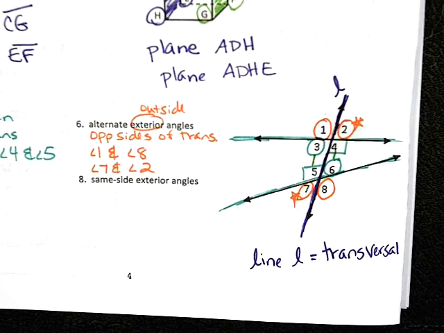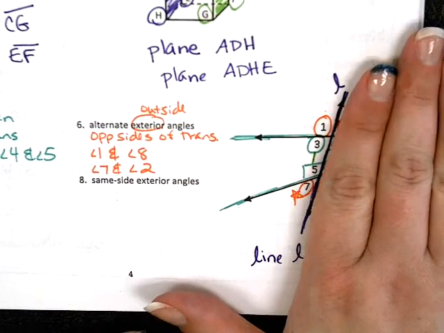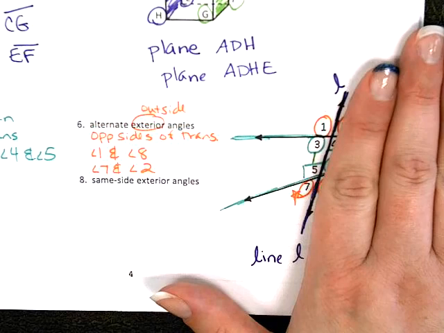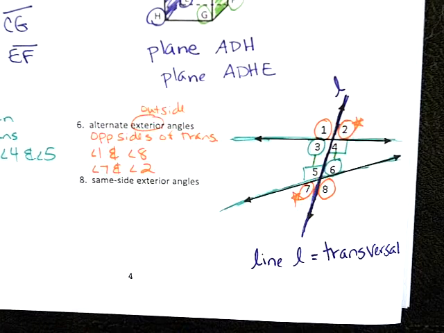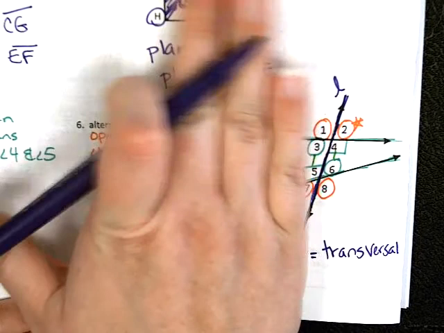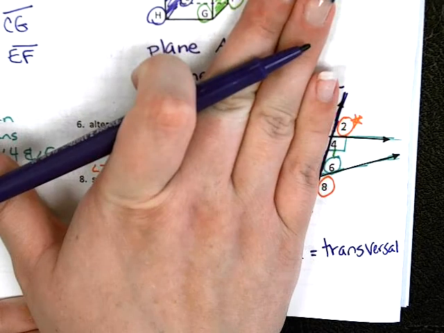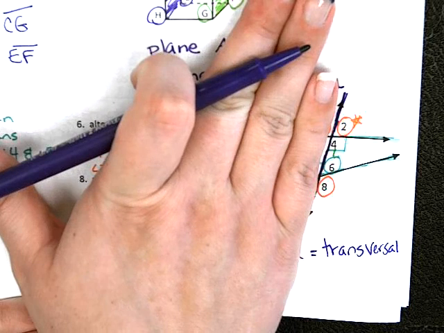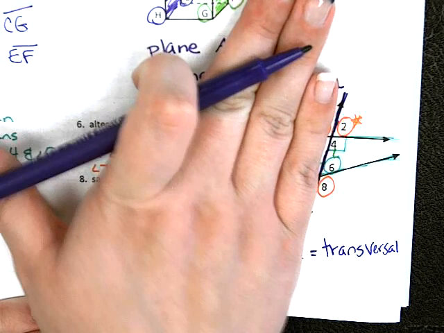We do the exact same thing for same side exterior. If I covered up this side of my transversal, which two angles are outside of my blue lines? It's 1 and 7. And I'm going to cover this one up, and hopefully you guys can see then my same side exterior is 2 and 8.